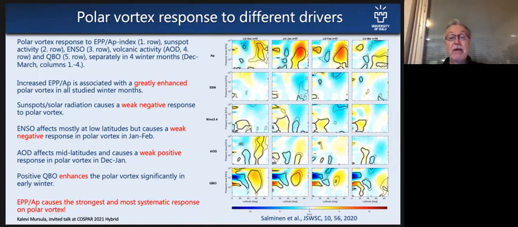Now the EPP or AP causes the strongest and most systematic response, enhancing the polar vortex in all months. Sunspots cause only a weak negative response to the polar vortex. Thus, the so-called top-down mechanism of solar irradiance does not seem to enhance the polar vortex, contrary to some earlier studies. Other driver responses are as found in most earlier studies.